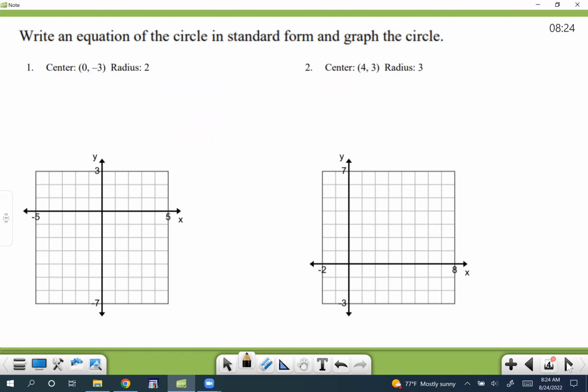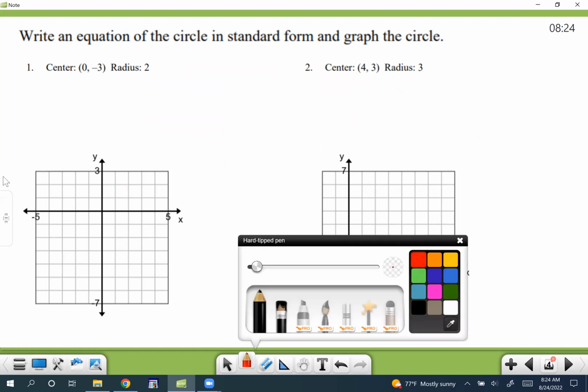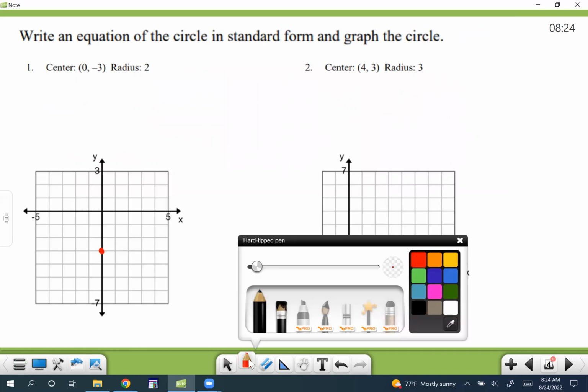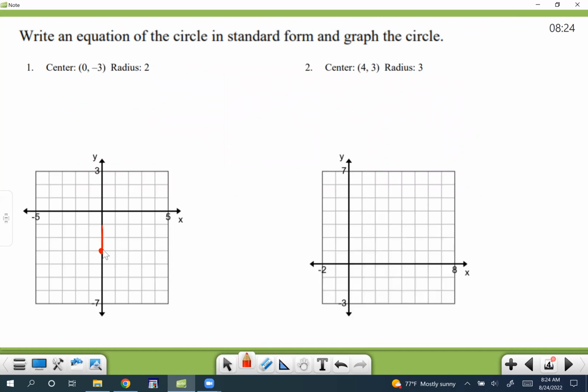Okay, so let's start off by graphing it. We're going to go to (0, -3), and that's going to be our center. So that would be right here. And our radius is 2. So that means that we're going to have to go 2 away. I always say northeast, southwest. So I'm going to go 2 up and put a dot, 2 to the north, 2 east and put a dot, 2 south and put a dot, and 2 west. And then we have our circle.